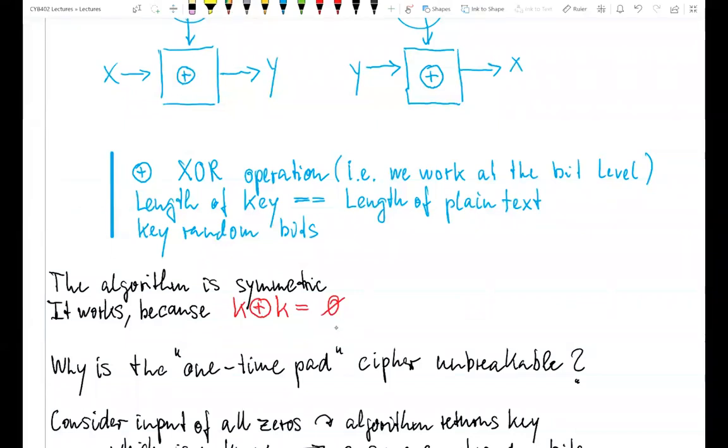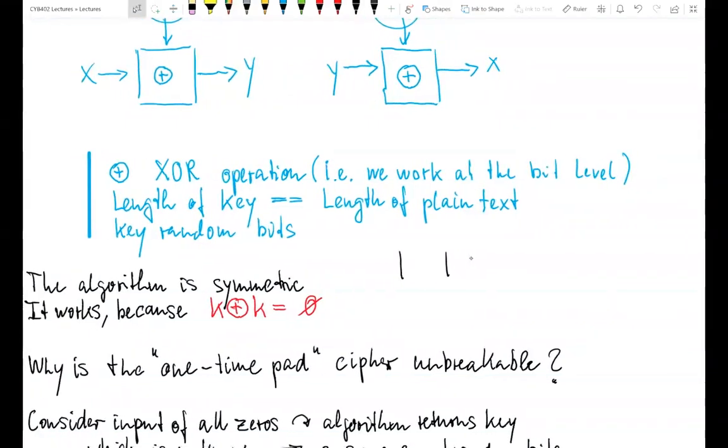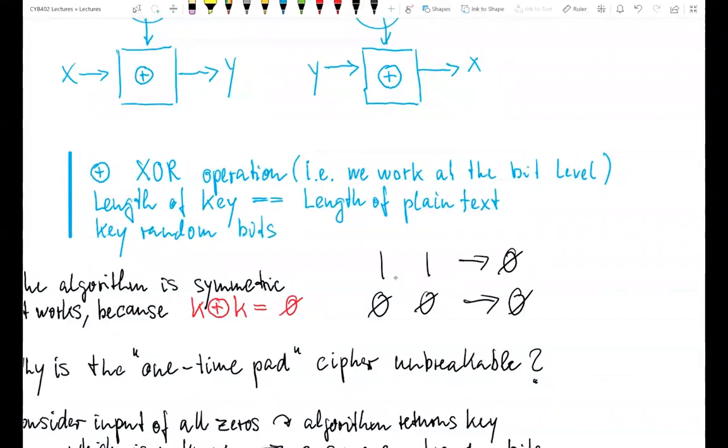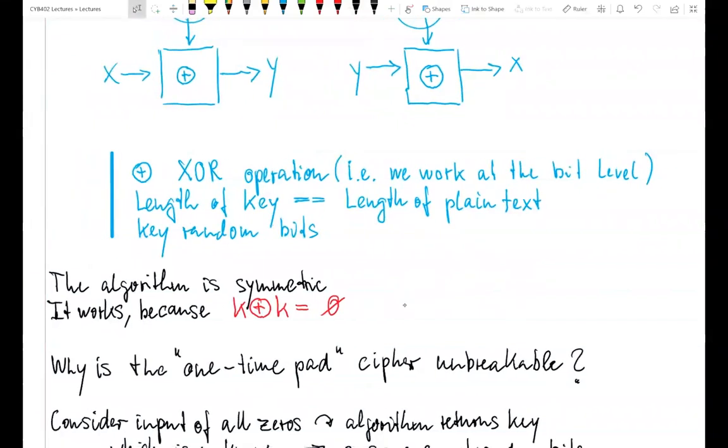Okay, so if the key bit is 1, and you apply an XOR to that very same bit, what you get is 0 here. And the same is true if the key bit is 0. 0 XOR 0 is also 0. So in other words, if we apply the XOR operation twice, it doesn't change the original plain text. We retrieve the original plain text again.